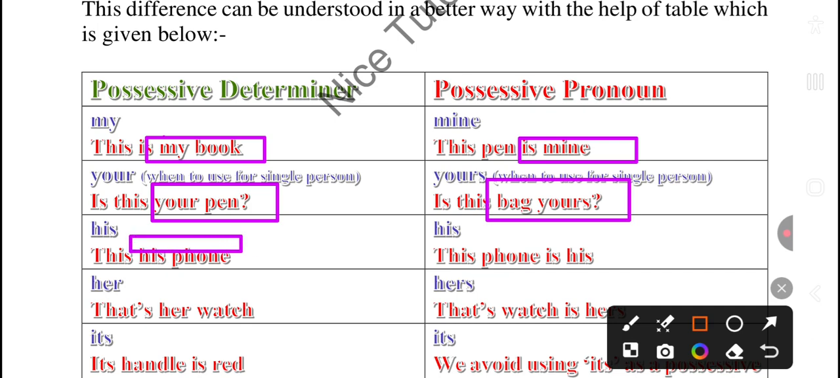Again, his phone. His is acting here as a possessive determiner because it is followed by the word phone, which is acting as a noun. In the opposite, you can see over here, this phone is his. Here, no noun has been used after the word his. Therefore, it is acting as a possessive pronoun.